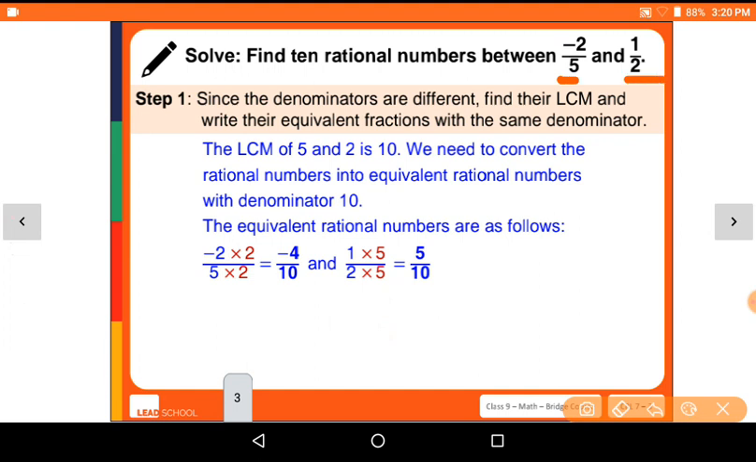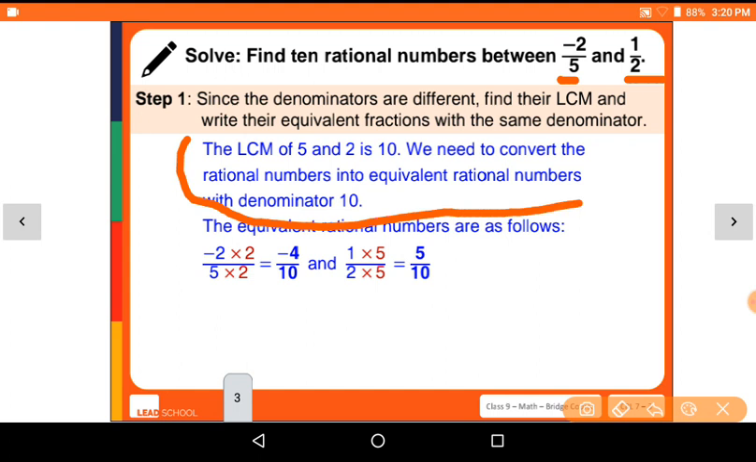That's why we have to take the LCM of both and write their equivalent fractions with the same denominator. So first we have to take the LCM of 5 and 2, so it will be 10. We need to convert the rational numbers into equivalent rational numbers.